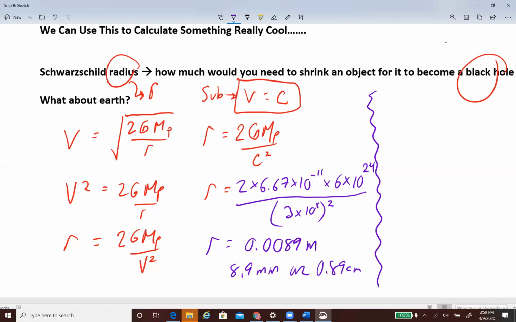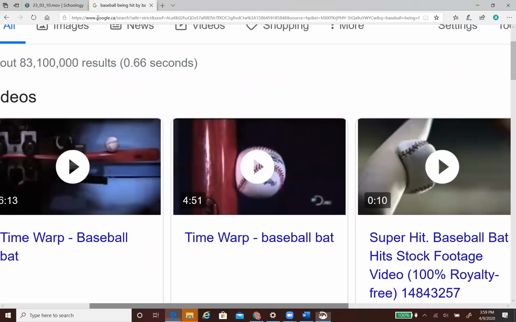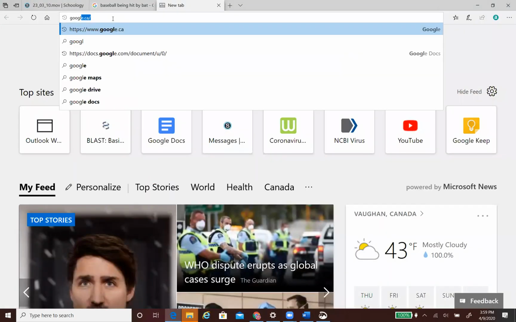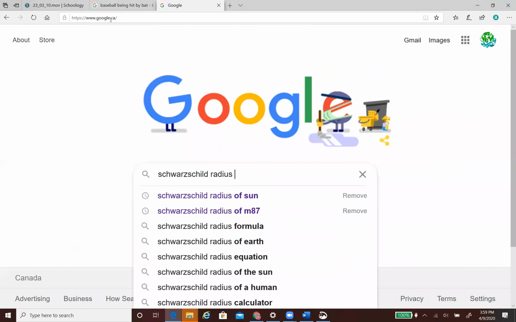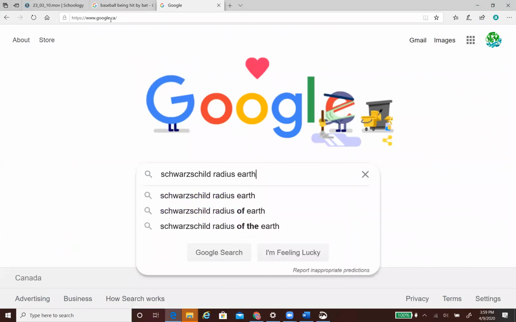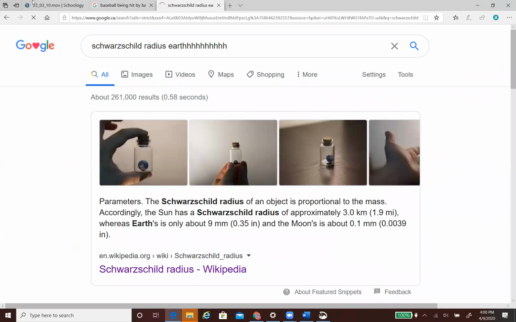If I go and Google, for example, Schwarzschild radius of Earth... Whoa, what happened there? Sorry. Okay, it actually comes up. I guess I didn't know how to spell it. And you can see it's about 9 millimeters, right?